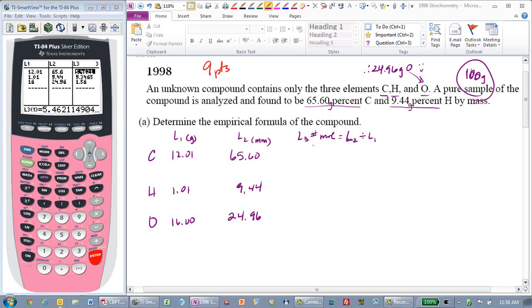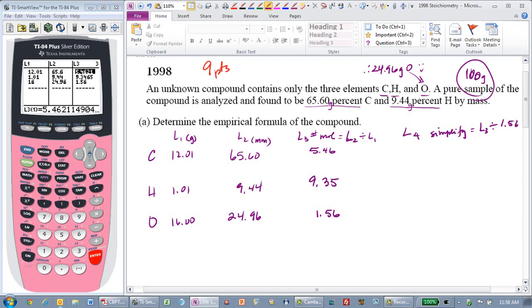Okay, so I've got 5.46 versus 9.35 versus 1.56. You do not write formulas that way. It is not C 5.46, H 9.35, O 1.56. We have to simplify these. And so to simplify these, I'm going to use L4. And that's going to be equal to everything in L3 divided by the smallest number, which is 1.56.